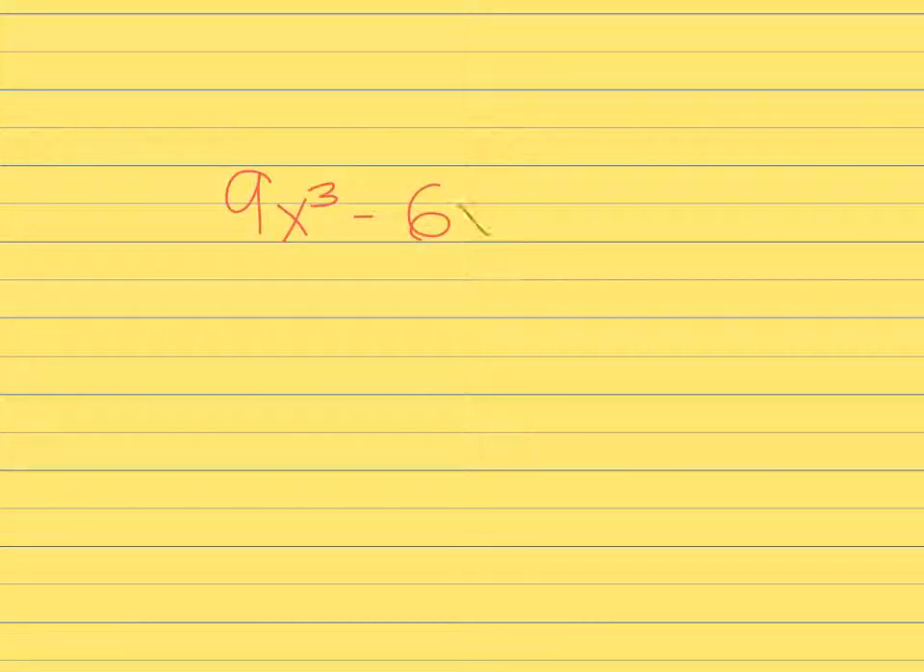minus 6x, okay, we can see that 3 will go into both 9 and 6, but also x can go into both of those as well. They both have an x in common. So our GCF is actually going to be 3x for this one.